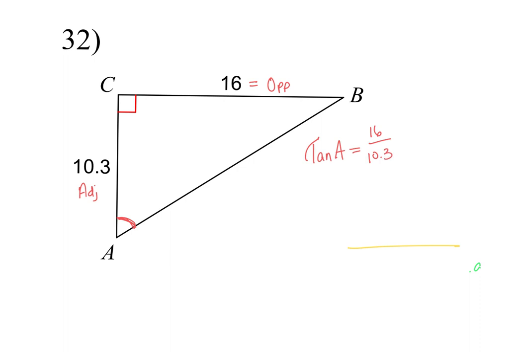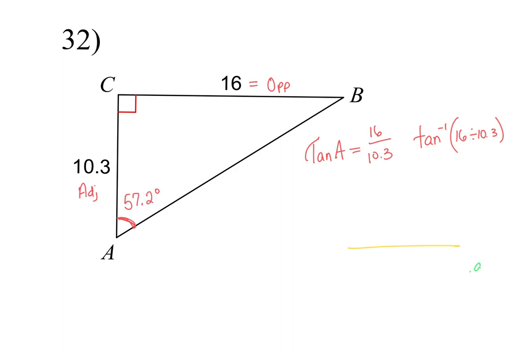What do I do in my calculator when I need to solve for the angle? I'm going to use my second function, the inverse function, the arctangent, and do 16 divided by 10.3. And they do want this to the nearest tenth. So in your calculators, do the inverse tangent of 16 divided by 10.3. You should have 57.2 degrees here.